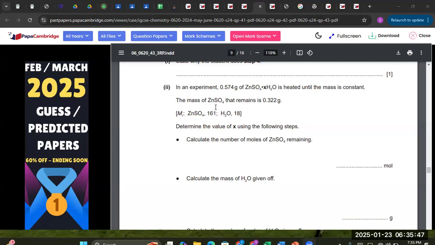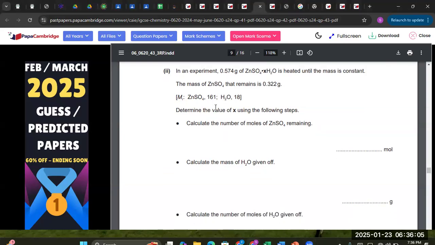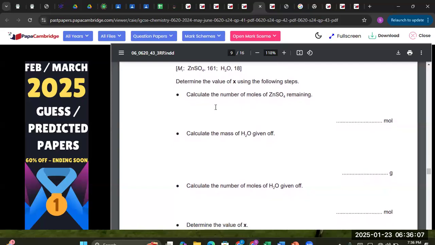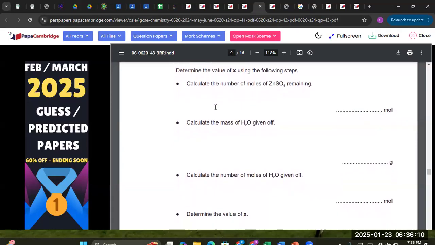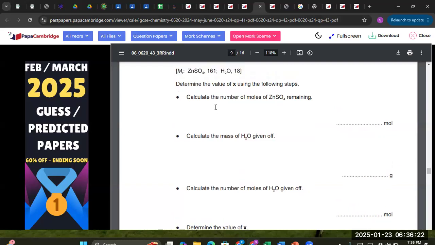I think for this one it would be 0.574 minus 0.322. So do the subtraction and get the value. 0.252. Now calculate the number of moles of water given off.